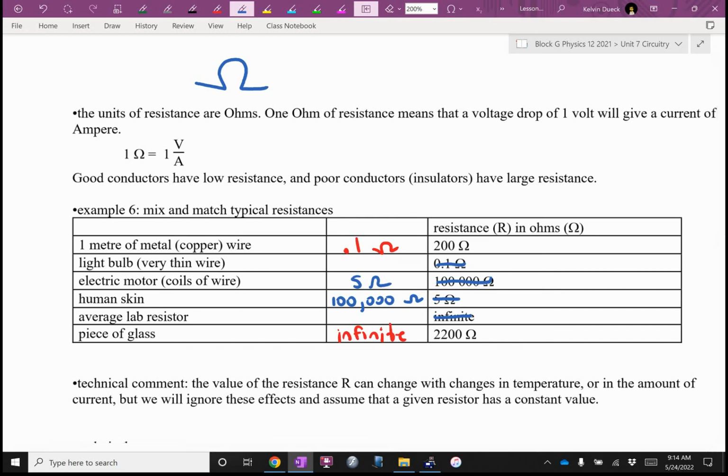A light bulb with very thin wire would probably have a resistance of about 2200 ohms. And a standard lab resistor, if you're playing around with circuits, usually has a resistance of around 200.